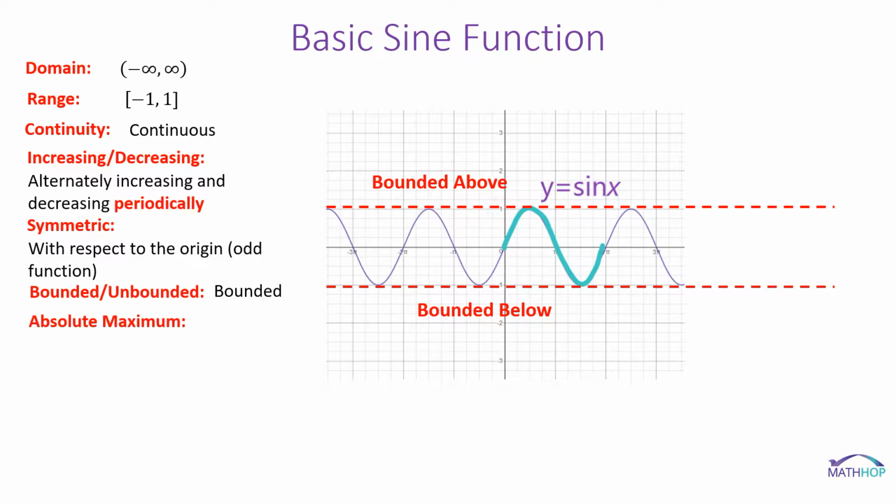How about an absolute maximum? Well, we just said it was bounded above. Where was it bounded above? Maximum happens at 1. What about the minimum? The minimum is negative 1. Are there any asymptotes for this graph? I hope not. We already said it was continuous. So there are no asymptotes for this graph.